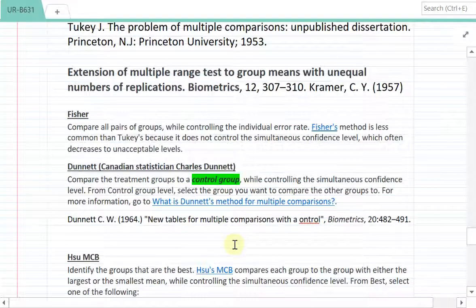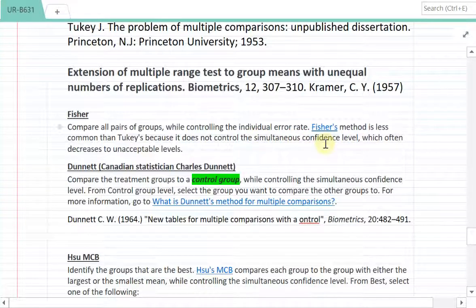The other multiple comparison procedure here is Fisher, proposed by Sir Ronald Fisher. And Fisher's is not popular compared to Tukey's, because, and I'll tell you more about this below as we go through, the strength of the Tukey multiple comparison procedure is that it controls what we call the family-wise significance level alpha, or the simultaneous confidence levels, sorry.